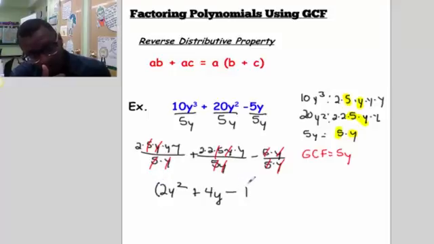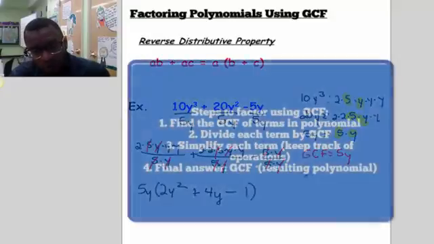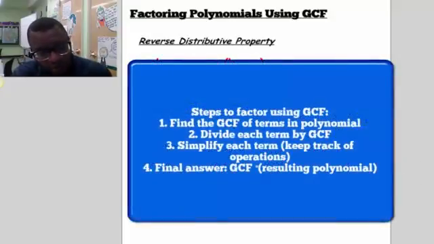my final step is to write my greatest common factor on the outside. So I'm going to place parentheses around my simplified expression, and I'm going to write my GCF on the outside. Because in order for this to be the correct solution to our example, if I were to distribute this 5y back, I should get my beginning expression. Okay, and so this would be my final answer.